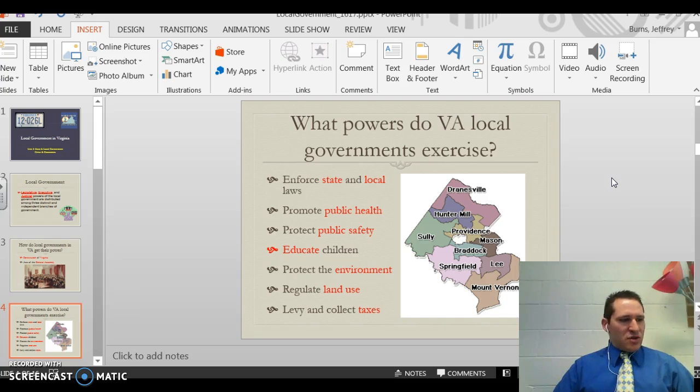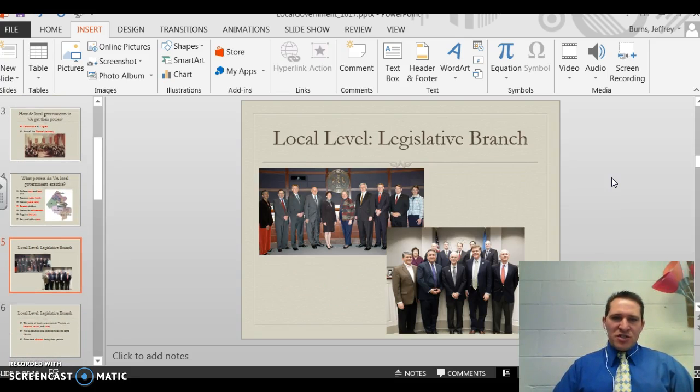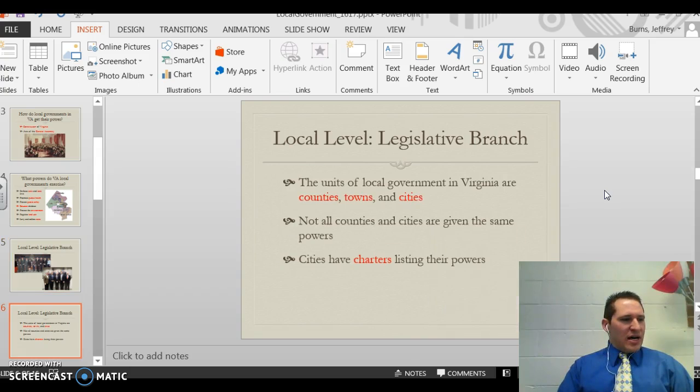All right, so let's go down to the local level legislative branch. Here, in the top left corner, we have the Fairfax County Board of Supervisors. In the bottom right corner, we have the Fairfax City Council, of course, with former mayor right here, Scott Silverthorne, former mayor.